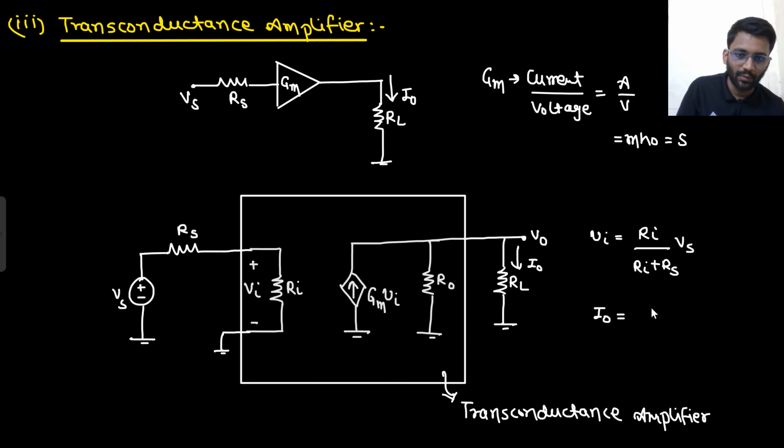Right? And what is your Vin? Vin is Rin upon Rin plus Rs into Vs. So what will be your Io? Io will be Ro upon Ro plus RL into Gm into, what is your Vin? Vin is Rin upon Rin plus Rs into Vs. So what will be your output current divided by input voltage? That would be Gm into Ro upon Ro plus RL into Rin upon Rin plus Rs.